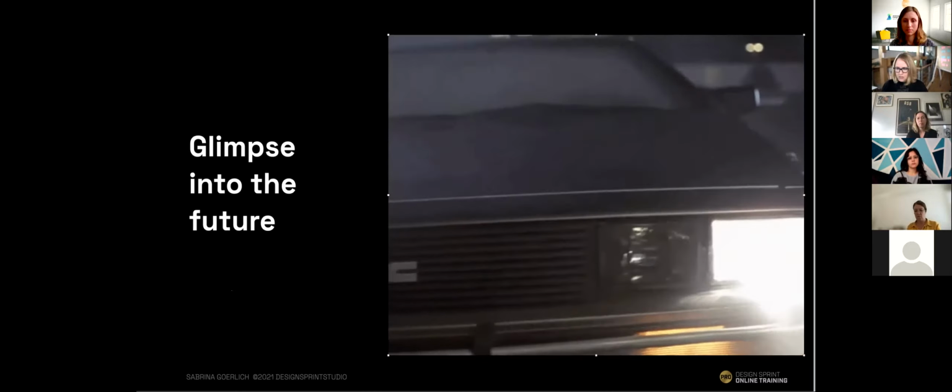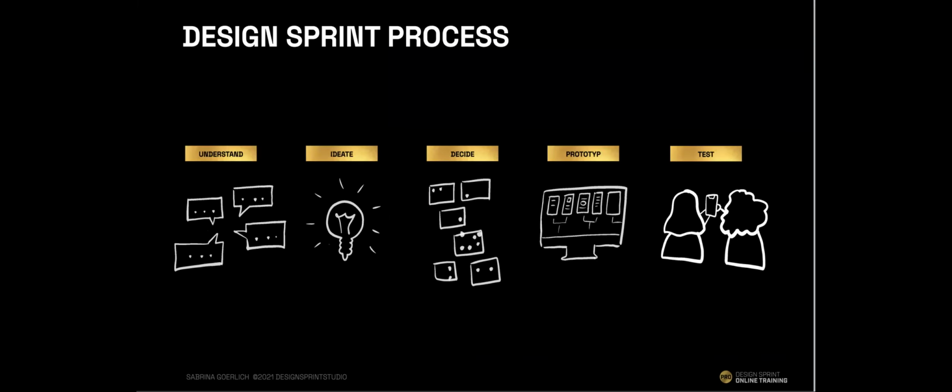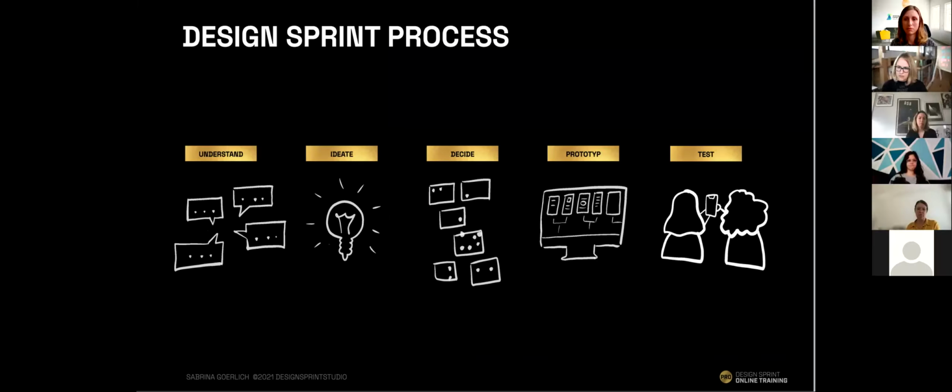So the design sprint process has, from a high level overview, five steps. The first step is you create a common understanding for the whole team. What is our problem? What is the situation we are in? Then you ideate, so you create solutions. The next step is you decide which of these solutions you want to test. Then you create your prototype from the concept, and then you test it with the users.